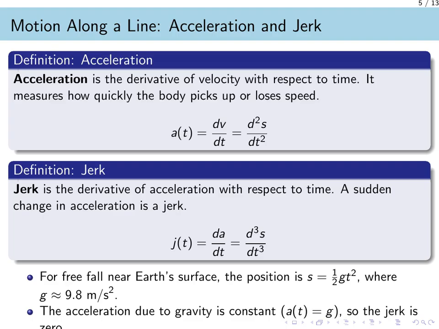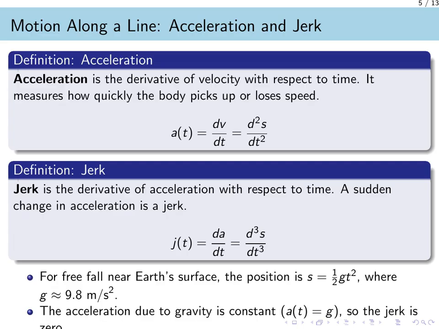To get a more complete picture of motion, I want to introduce derivatives beyond velocity. The first of these is acceleration, which is the rate of change of velocity, or the second derivative of position with respect to time. It tells us how quickly an object is speeding up or slowing down. The next derivative is jerk, which I define as the rate of change of acceleration itself.